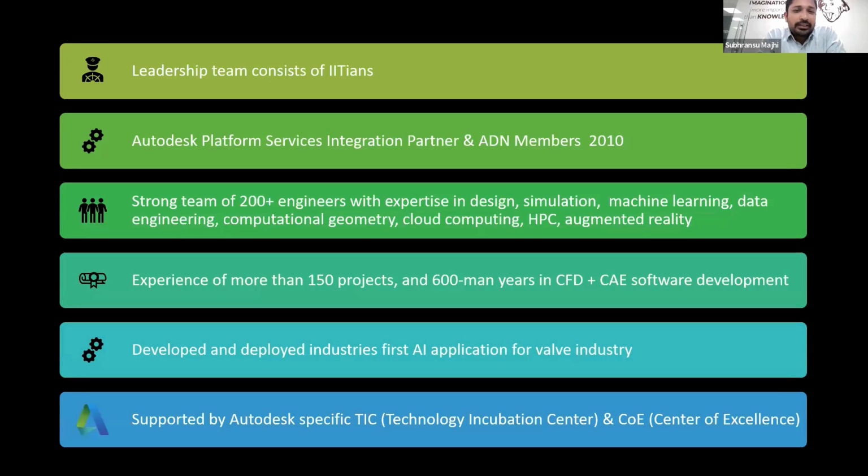And today it's a 17-year journey to coming up with these stats and figures. We today are 200 plus software developers coming from design, simulations, machine learning, data engineering, computational geometry, cloud computing, HPC, augmented reality. So all the aspects of engineering, from lots of core branches. We have people coming from all of these core branches joining us, and today we are a strength of more than 200 engineers.